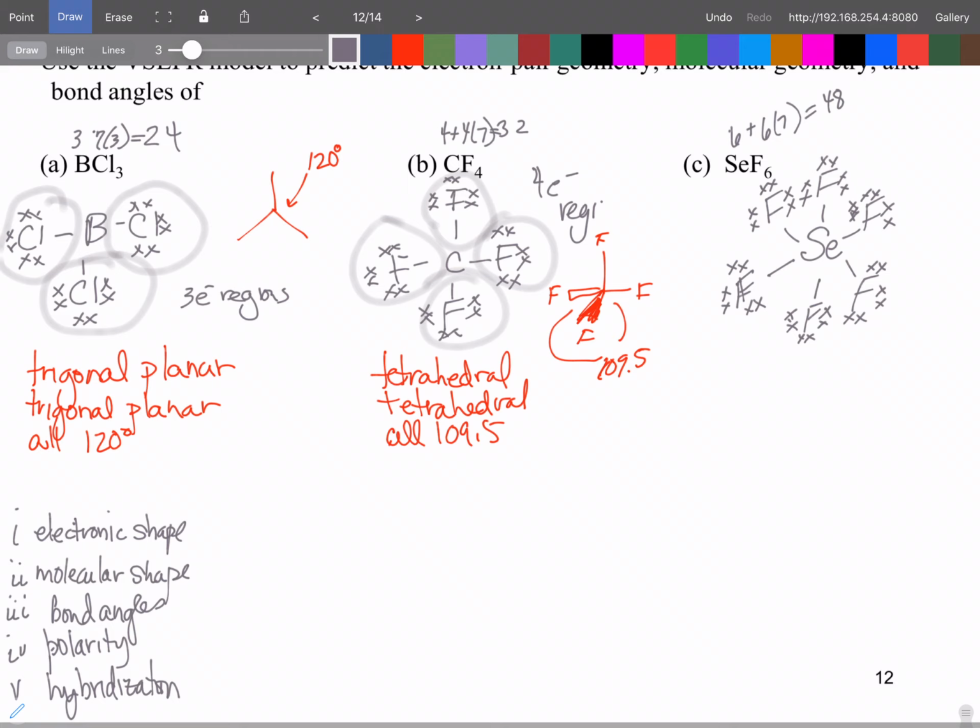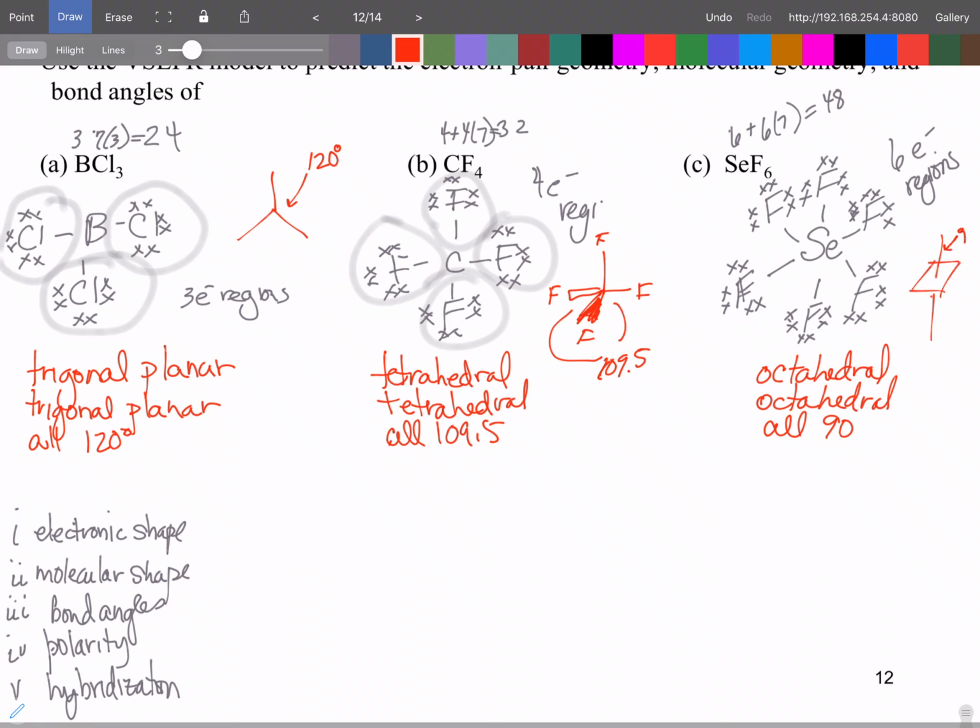So on this one, if you look at it, you have 6 electron regions. Everybody good with that? That means that electronically, this is octahedral. The shape-wise is octahedral. And that makes all the angles 90. Now, if for some reason you wanted to draw them in, you could do the square with the up and the down, and you can say 90, etc. So these are all 90.